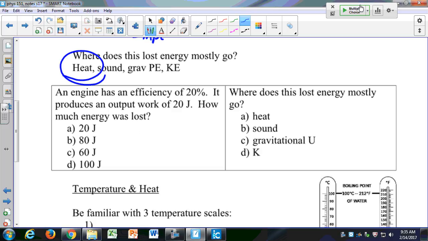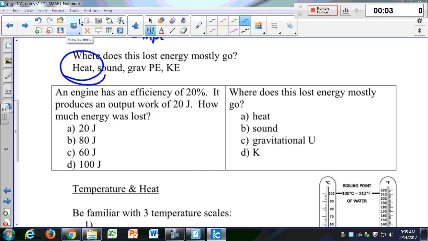Let's try some of these calculations. This one on the left, rather. An engine has an efficiency of 20%. It produces an output work of 20 joules. Then how much energy was lost? I'm not asking how much energy you put in. I'm asking how much energy did you lose when this engine put output of 20 joules?